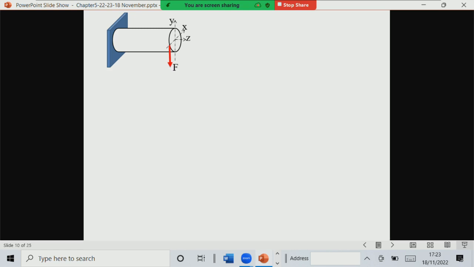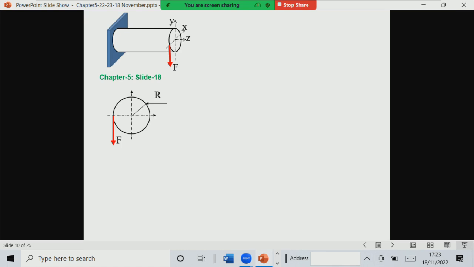So if we apply a force on the side, I've picked this figure from slide number 18 of chapter 5. I'm looking at the cross section of this tube. Now, in the lab, you did not apply the force exactly on the left side or the right side of the tube. A rod of negligible weight was attached to the end of the tube, and you applied the load at the end of the rod. Here, I've applied the force exactly on the side of the tube.